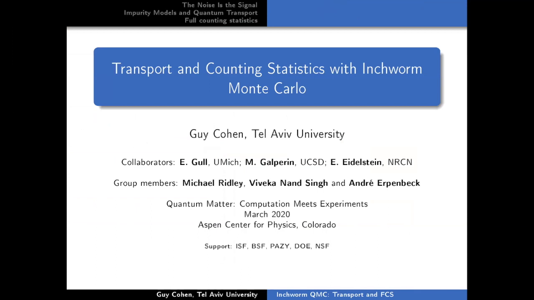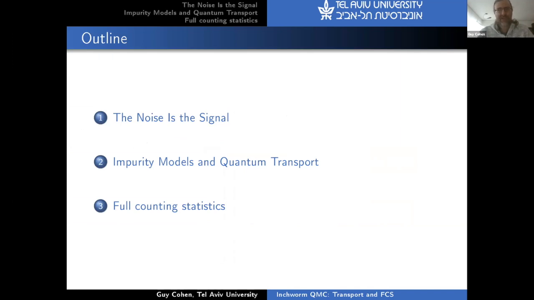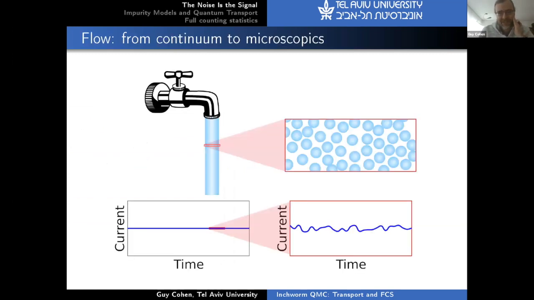Thanks. So let's just go into it. These are my collaborators. I'll start with a brief introduction to full counting statistics, which Jean-Philippe just mentioned. I'll give a little classical intro for those of you who don't really have an idea of why that's interesting. So let's imagine for a moment that we have a faucet.